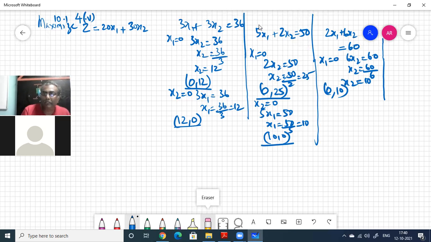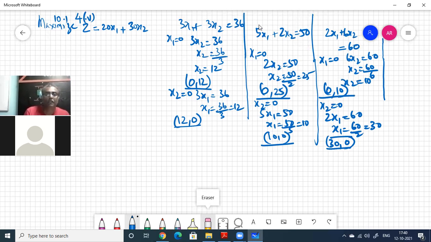Okay, let x2 be equal to 0. What happens? 2x1 is equal to 60. So x1 is equal to 60 by 2, which is equal to 30. So this point becomes 30, 0. Now we have to draw the graph. Then let us draw the graph.